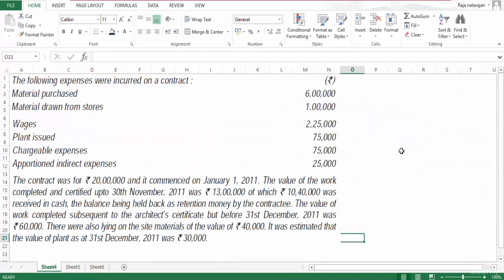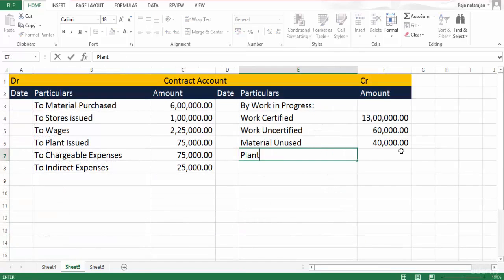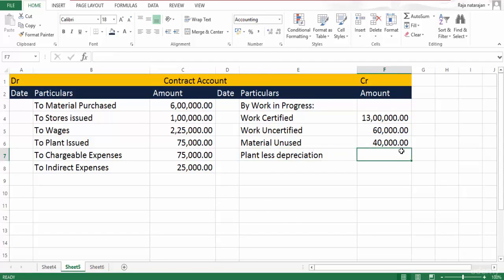Similarly, there is also the plant less its depreciated value, because we have the value as 30,000. So that's the value of the plant. So we'll say plant less depreciation is 30,000. What we can conclude is that the plant, when it was issued, was 75,000, and at the year end it is 30,000. It means the plant got depreciated by 45,000.